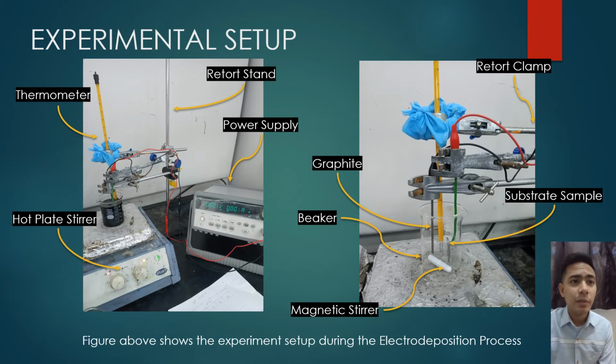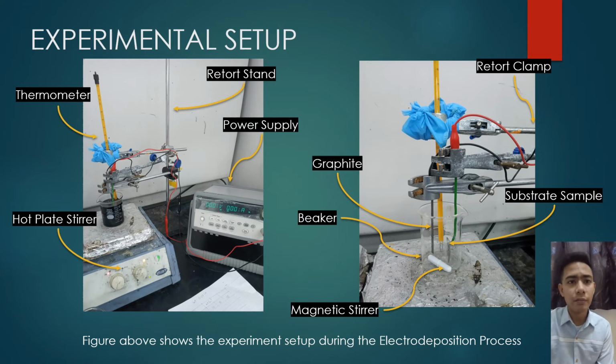Okay, for the experimental setup, the figure above shows the experimental setup during the electrode deposition process. On the left side, we can see my apparatus placement, which is the red alcohol thermometer, hot plate stirrer, the aluminium retort stand, and also the DC power supply.